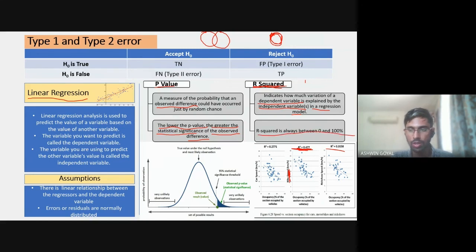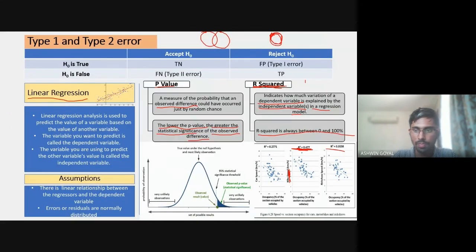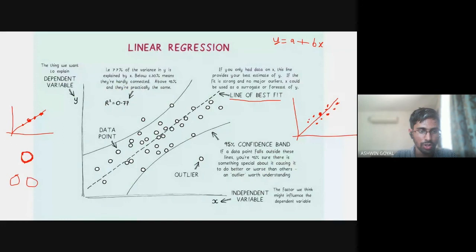R squared is always between 0 and 100%, obviously. If you have this kind of a thing where all the data points lie on the straight line, then R squared would be 100%, right? Or if I show this in set notation, these would have a 100% overlap. Now this is not a 100% overlap, but you get the point. That would be the case when R squared is 100%. And zero is when these are two disjoint sets, or let's say none of the data points lie on the straight line. All right. So this is linear regression.